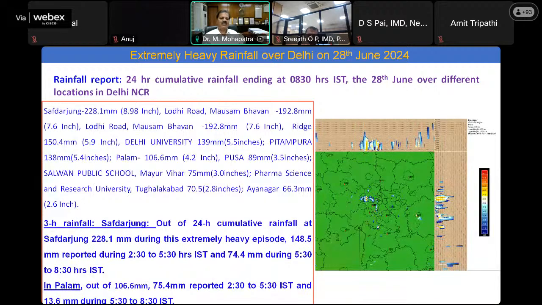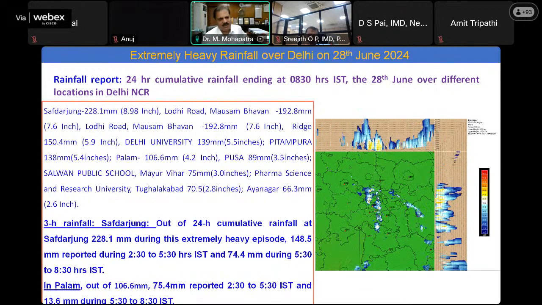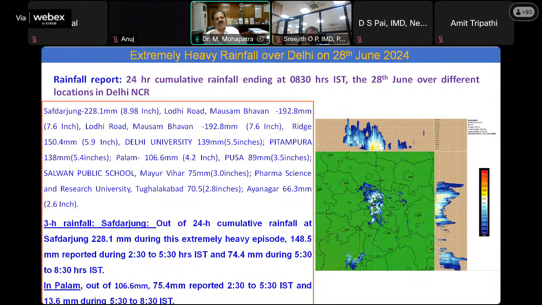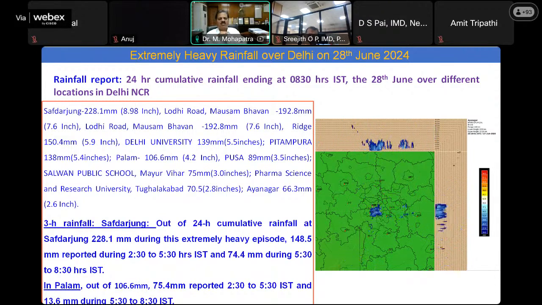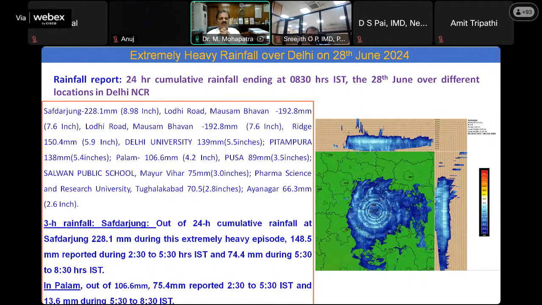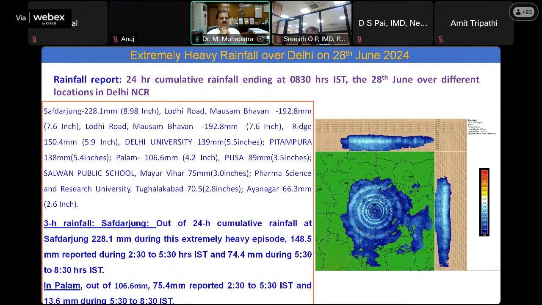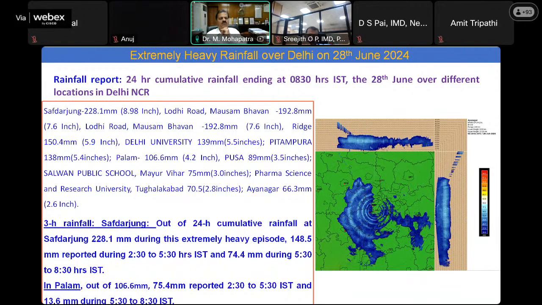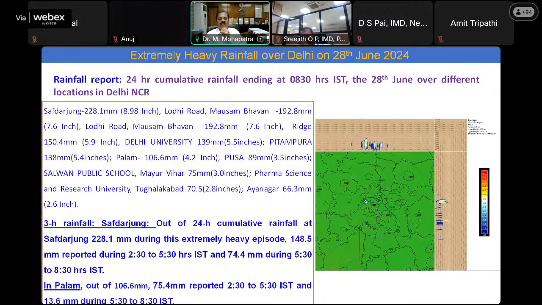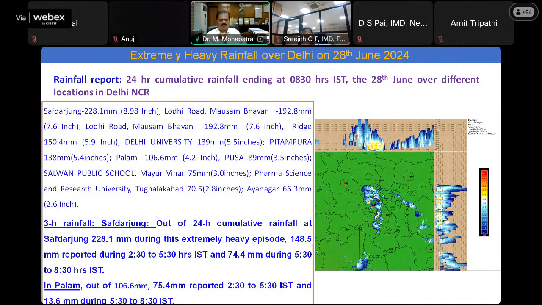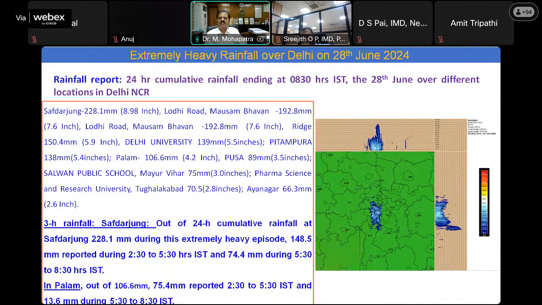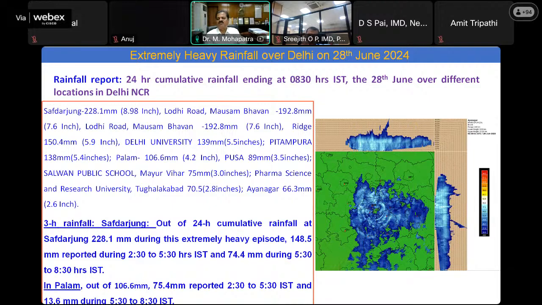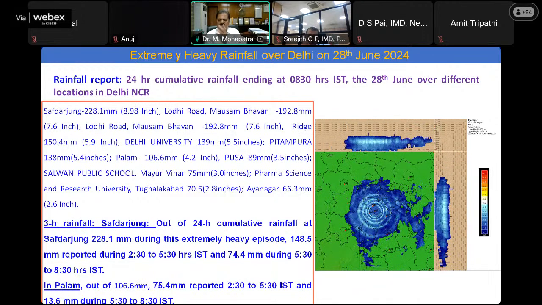Now, if you look at the Delhi event, because it is nearby, it occurred on 28th. The maximum rainfall was 228.1 millimeter over Safdarjung. It was followed by Lodi Road 192.8, then Ridge 150.4, and Delhi University 139, etc. So the highest was 228.1 millimeter. On the right hand side, you can see the radar animation, and orange and red color indicates the maximum reflective clouds, that means the most intense thunderstorm clouds.